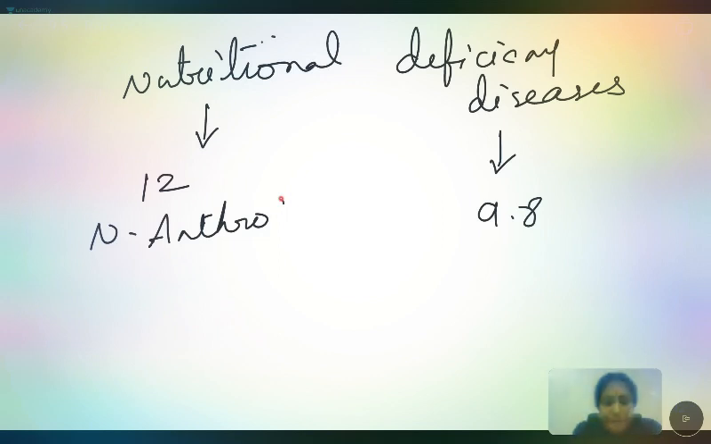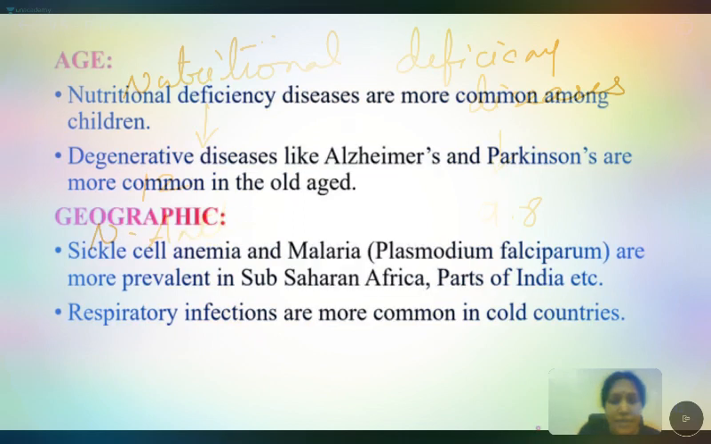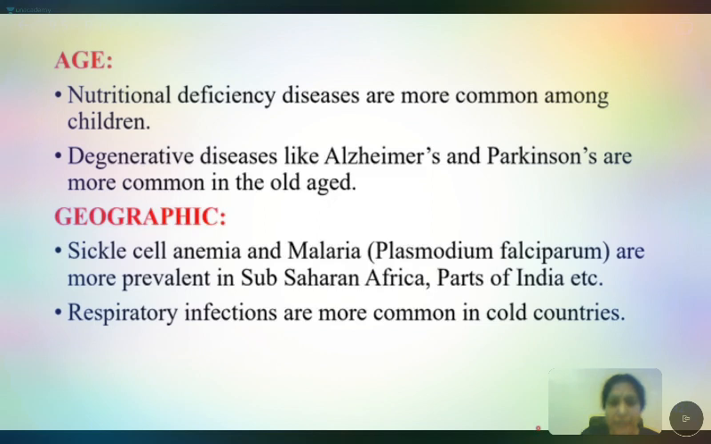And why are nutritional deficiency diseases more common among children? Because children need nutrition for growth. And in adults, growth is completed. We need nutrition only to maintain. Is it clear? We don't have to grow further. We don't have to grow our bones. Our bone size is not increasing. So therefore, nutrition is more important in childhood.